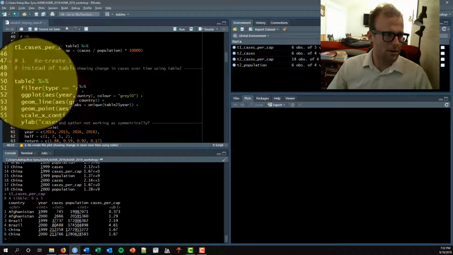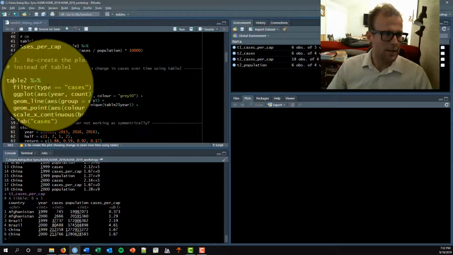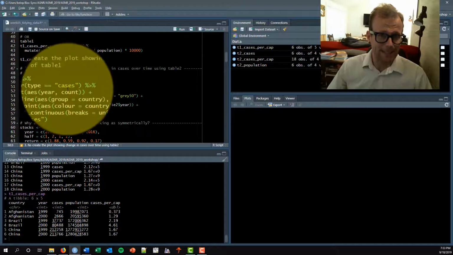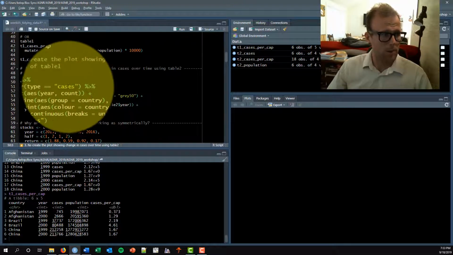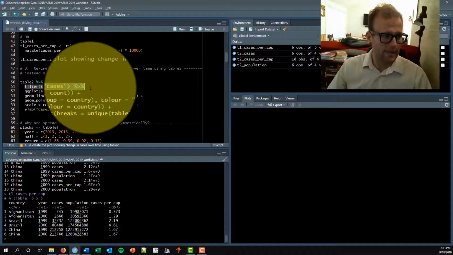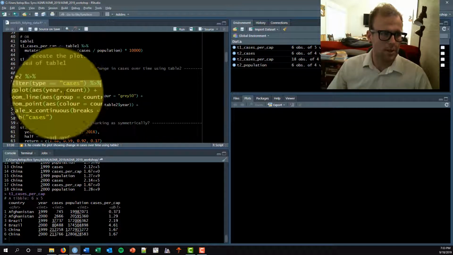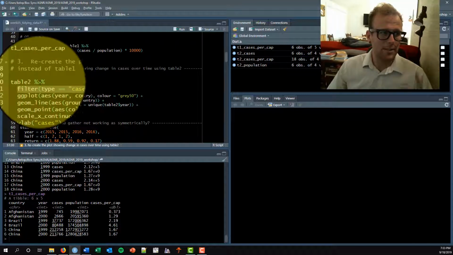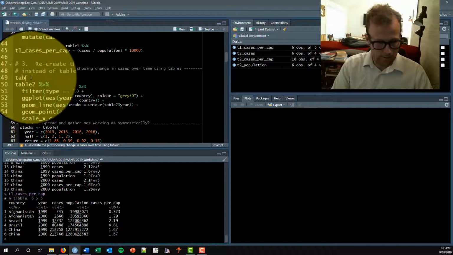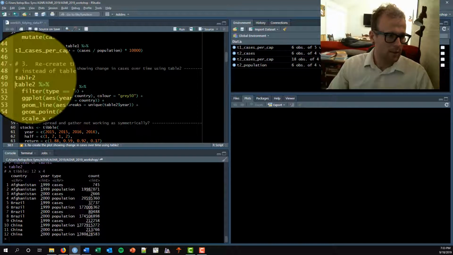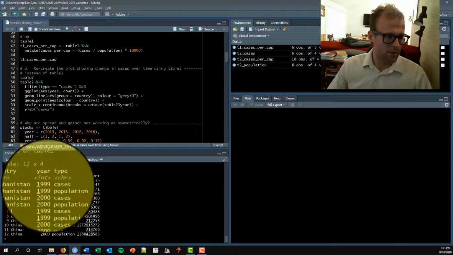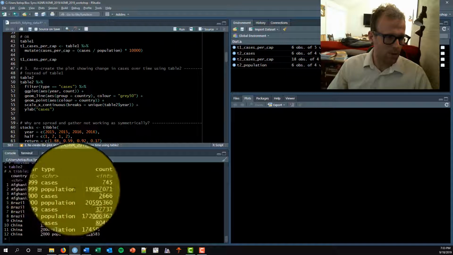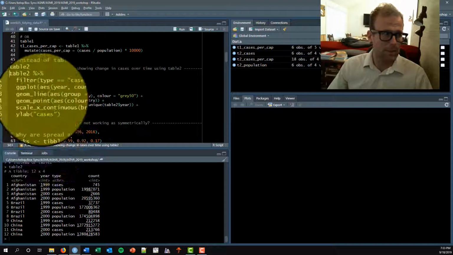So in R then, what we want to do is create a plot that looks exactly like what they have in the textbook, where they're plotting the number of cases for each country as a function of year. So in order to do that, I will need to filter my table 2, right? And just as a reminder, this is what table 2 looks like, right? I have case rows and population rows for each country in each year. To recreate the figure from the book, I don't need the population data.